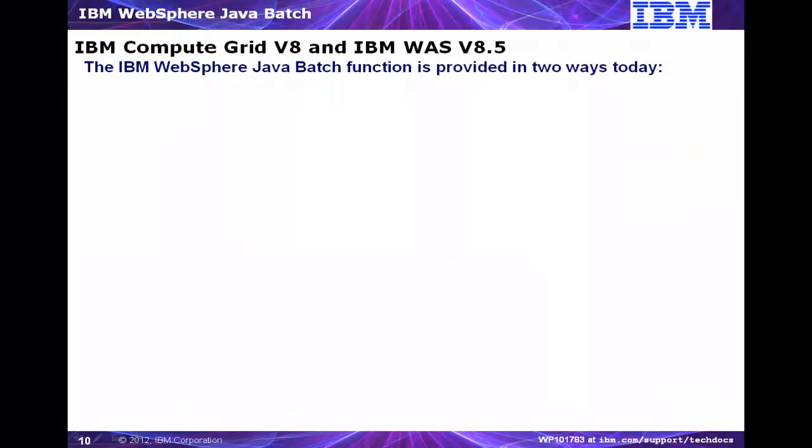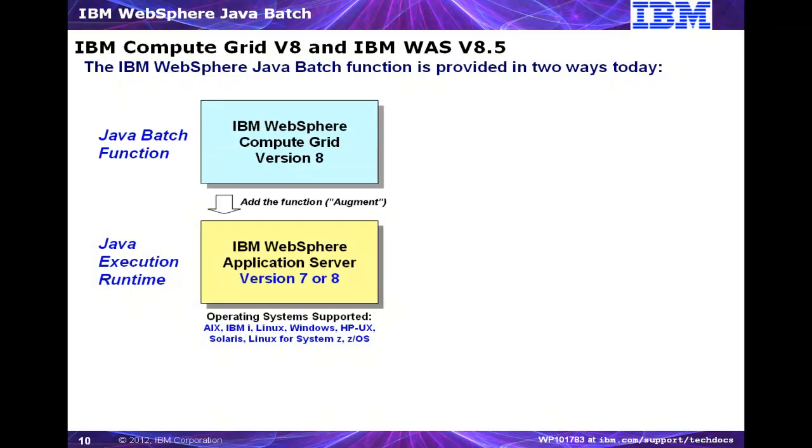The first key concept to establish is this. The WebSphere Java Batch function is provided in two ways. Both have the same functions, it's just the packaging and delivery that is different. The first way in which WebSphere Java Batch is delivered is as a separate program product called IBM WebSphere Compute Grid version 8. This product requires a pre-existing WebSphere application server runtime to operate. The WAS runtime may be on any operating system platform supported by WebSphere Application Server itself. The compute grid function is augmented to the WAS runtime. In other words, the compute grid function is added to the WAS runtime configuration.